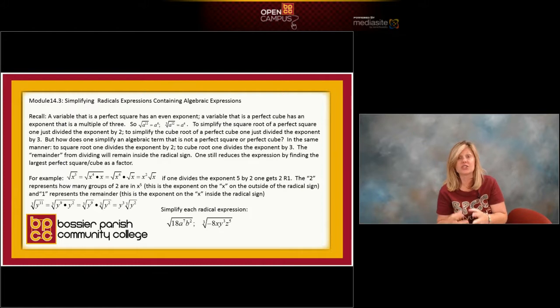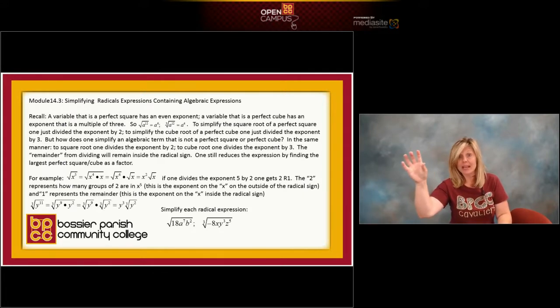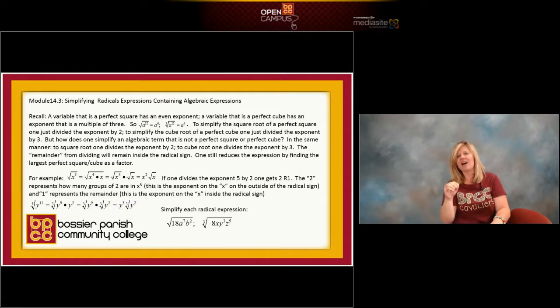Another way to think about this is the whole division. If you have the cube root of y to the 11th, all you need to do is take the 11 and divide it by 3. Well, 11 divided by 3 is 3 remainder 2. That 3 is the exponent on the variable outside the radical symbol, so outside the symbol we have y cubed. The remainder 2 is the exponent on the variable inside, the radicand, so inside the radical symbol we have y squared.